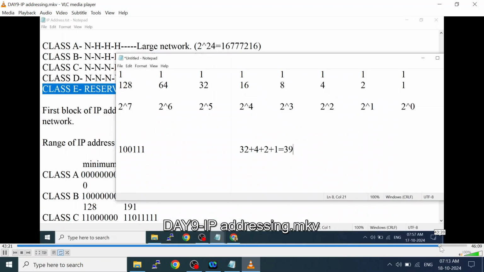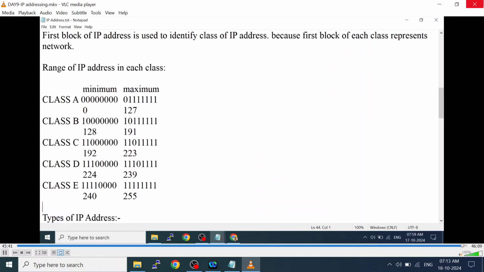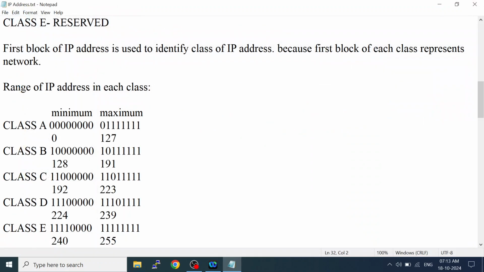The values. Okay. So N means network, V is on. You have to memorize this one and this one. Okay. Now moving to the range of IP address.